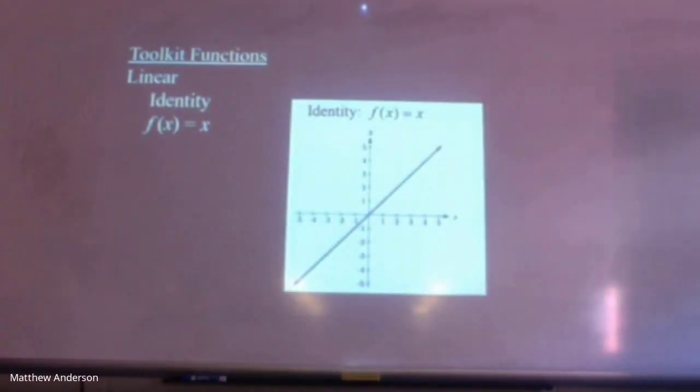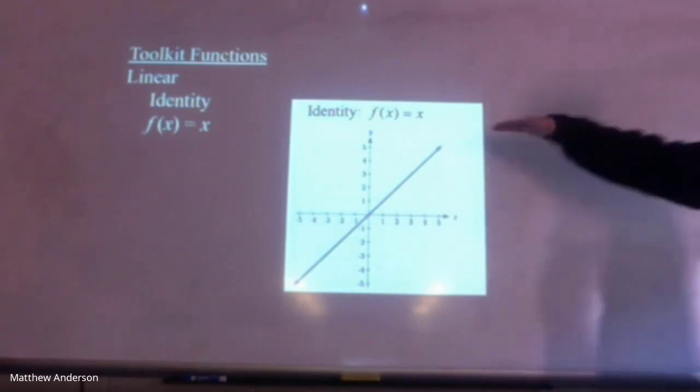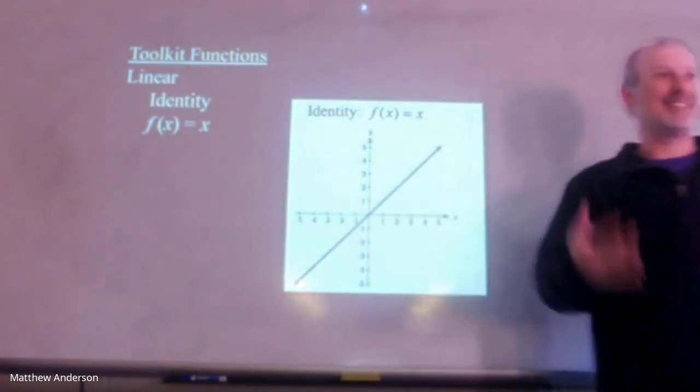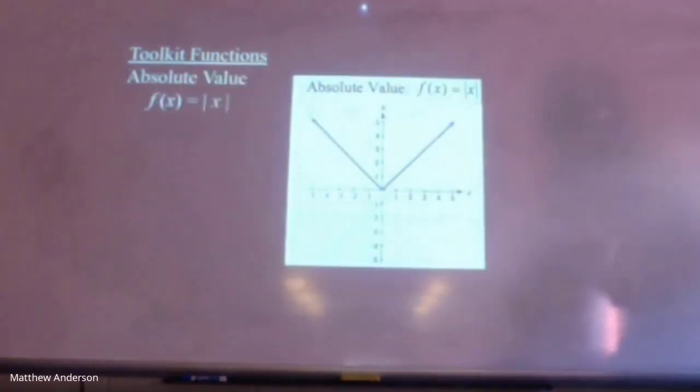How about this one? He's correct. This one will have an inverse. This one passes the horizontal line test. It's 1-to-1, so it does have an inverse.